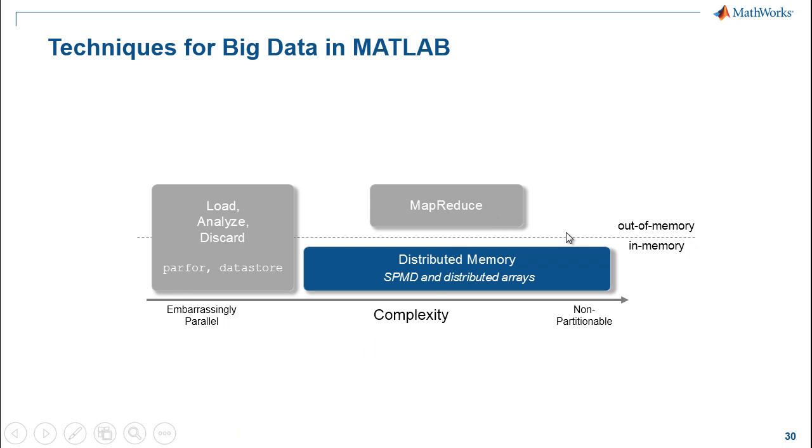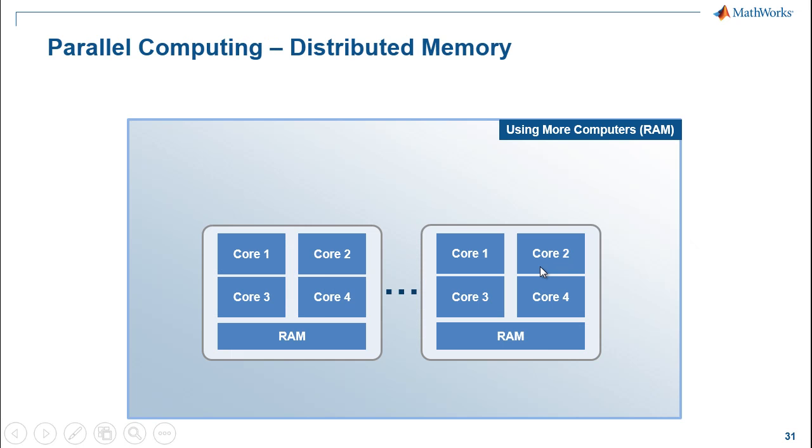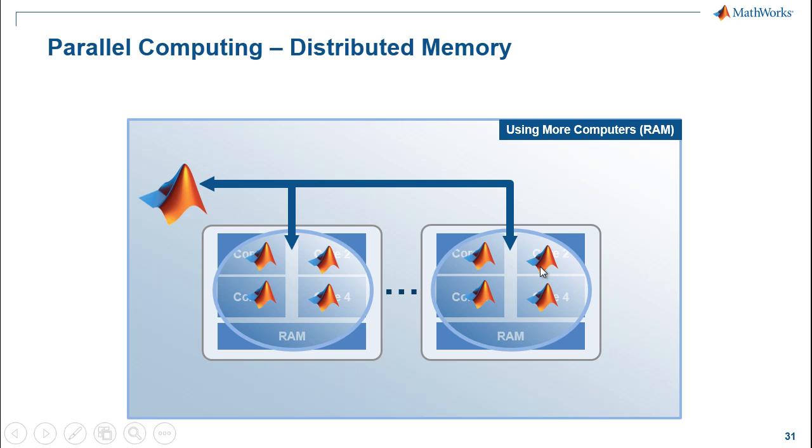So that was MapReduce, and it's useful in many different situations, but something you notice is it does not extend all the way to the right here. MapReduce cannot handle a truly non-partitionable problem. And by non-partitionable, I mean something where we need to work with the entire data set all at once. So the last technique we're going to talk about is what's called distributed memory. So the whole idea with distributed memory is we're going to open up a pool of workers on a cluster. And since these are running on a cluster, they now have access to additional hardware beyond just what we have on our desktop. And that means they have access to additional RAM, additional memory.